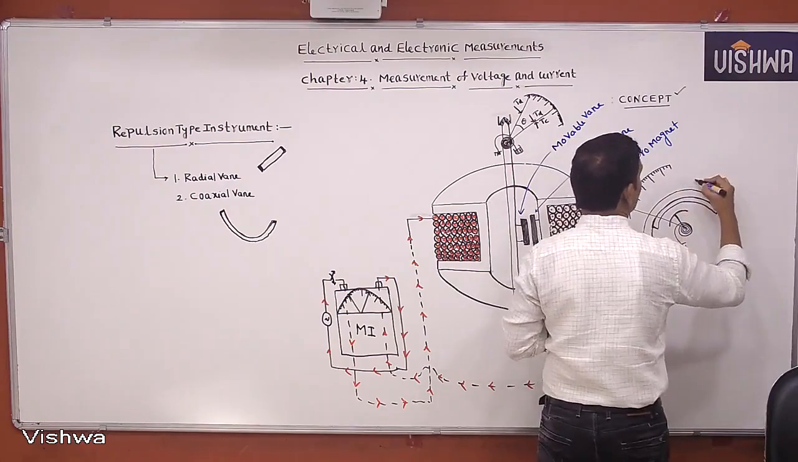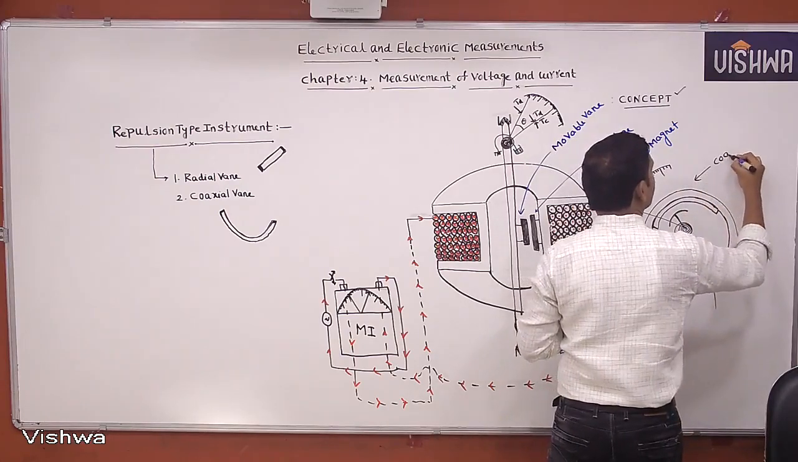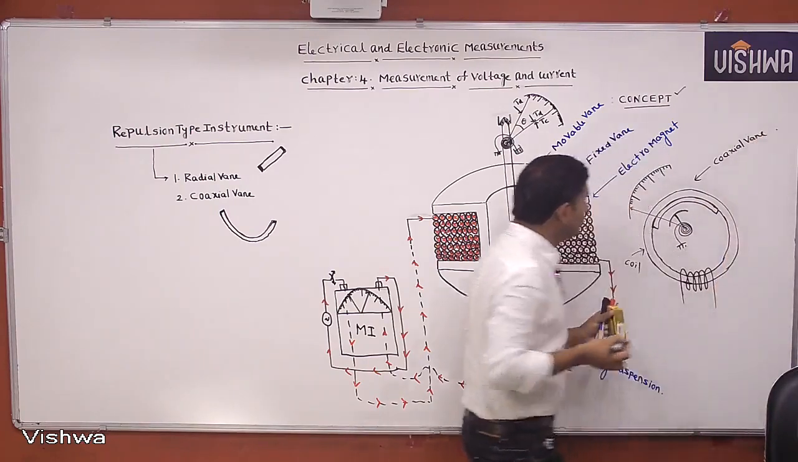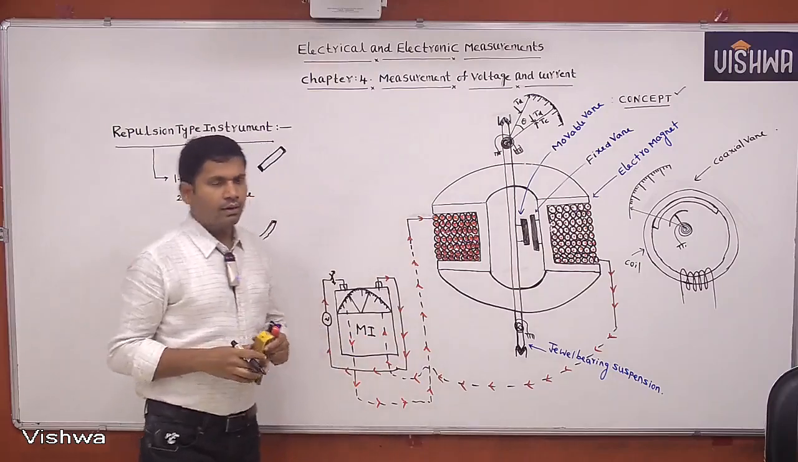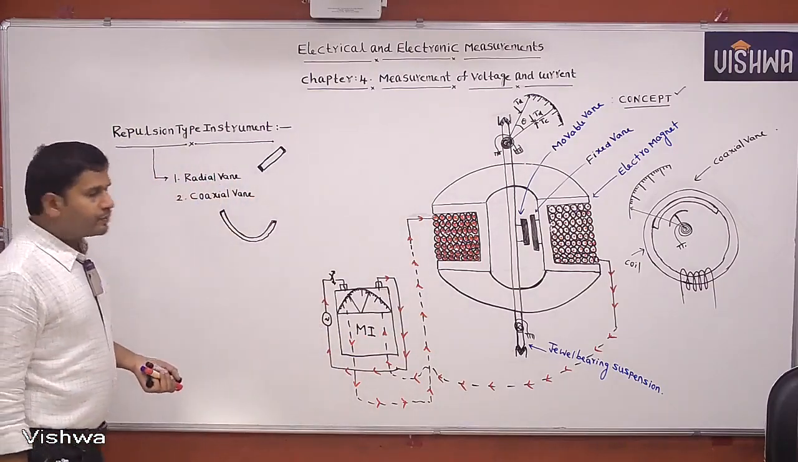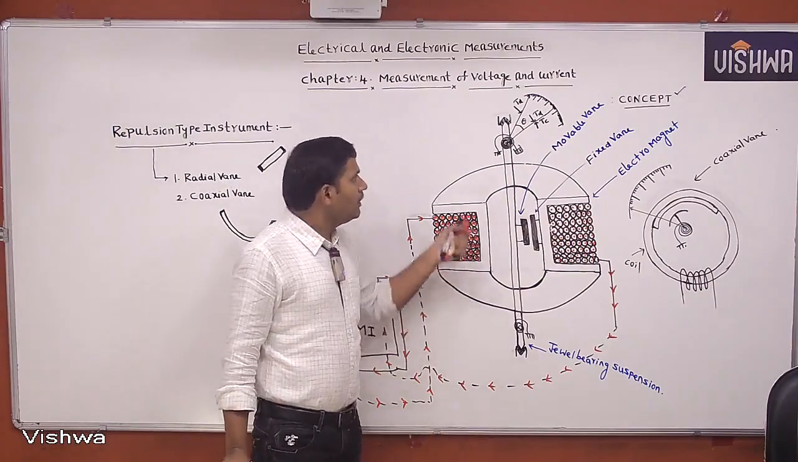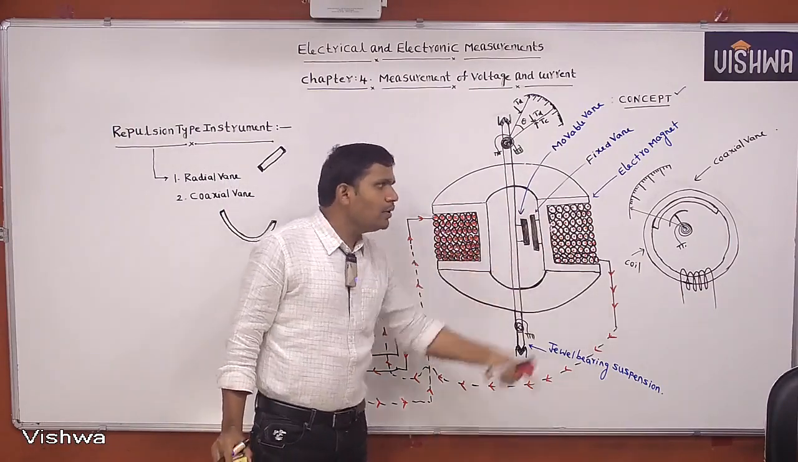This is a coaxial vane repulsion type instrument. Now tell me, what is the operation of the repulsion type, that is the radial vane type, or it may be the coaxial vane type?